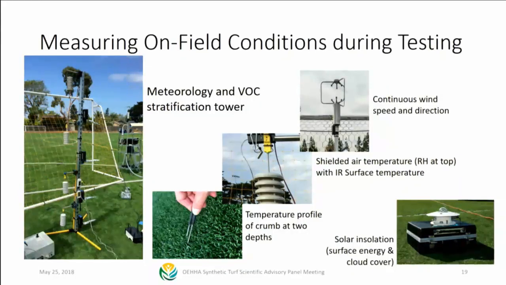The temperature is measured right at the bottom of the crumb, and then somewhere in the middle of the crumb infill layer. Then, moving up, we measured infrared temperature on the surface. So we got 3 different levels of temperature before we even get off of the turf surface. Then, stratified going up with distance, we measured temperature at different elevations above the field. And finally, we measured the solar energy input to the field to try and make sense of all of these temperature measurements.